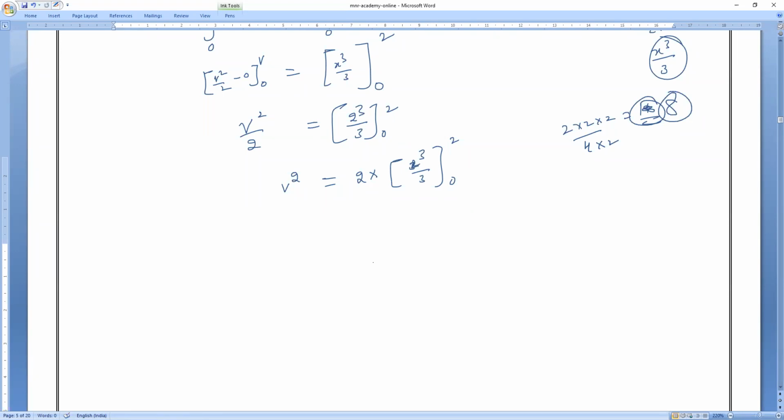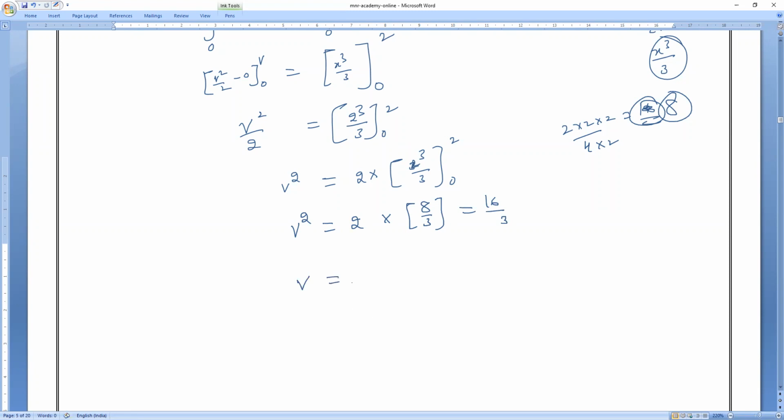1 times 0 we have to substitute. So after substituting, v square is equal to what will come? 2 into 8 by 3. Is it okay? So which is equal to 16 by 3.